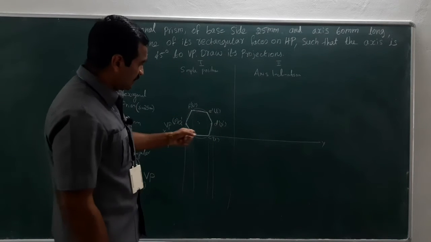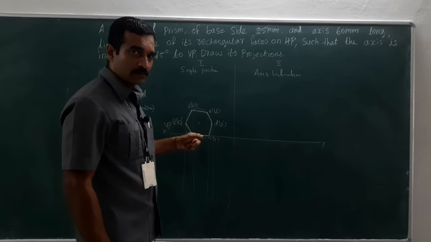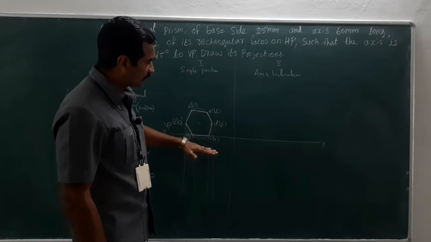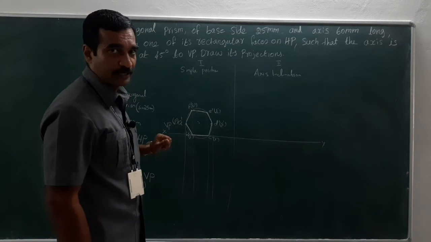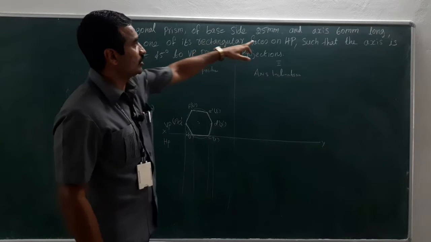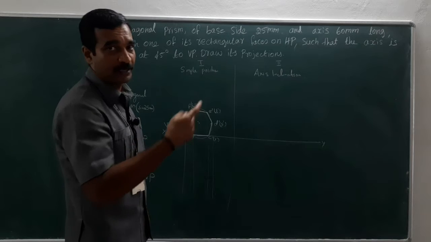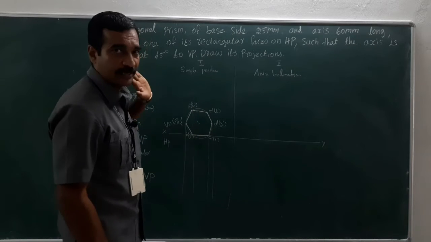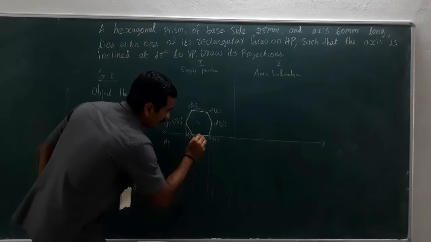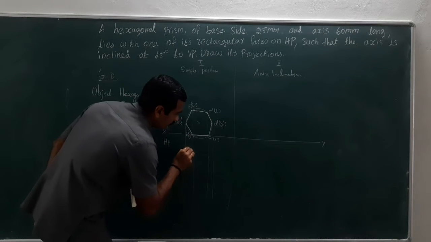Since this object is touching the XY line, you should leave some space to draw the front view, because it is not saying that it is resting on VP. It is resting on HP, right? So leave some space of 20 mm or so and close the boundary.